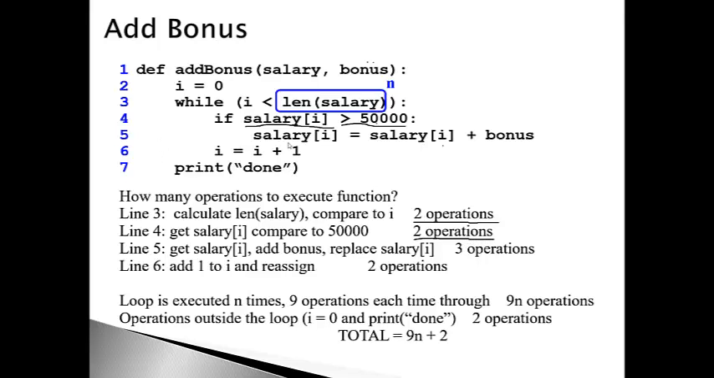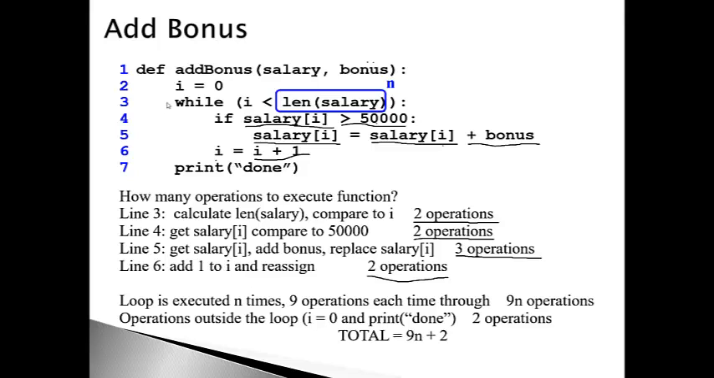In line 5 we have a list access, so we're getting salary at i, and we're adding to it, so that's an arithmetic operation, adding just a number, so that's one operation there. And we're replacing the value in the list with this new value that we just calculated. So we have three operations in line 5. In line 6 we have an arithmetic operation, so we're adding 1 to i and reassigning the value of i, so we have two operations there. Whether or not you understand how many operations are happening here isn't really all that important. We just want the basic idea: we're counting the number of operations that are needed in this algorithm.